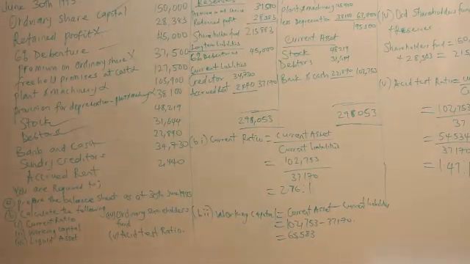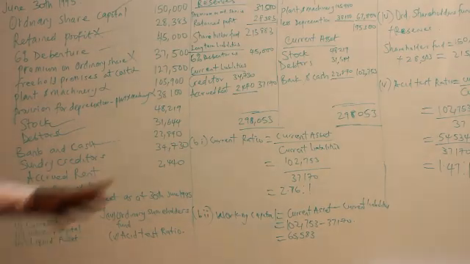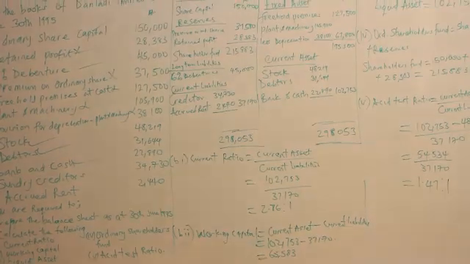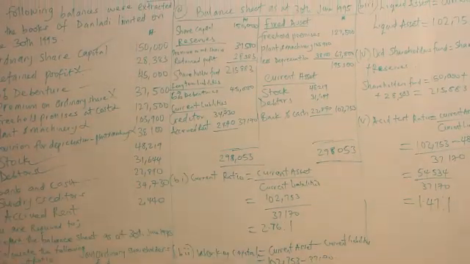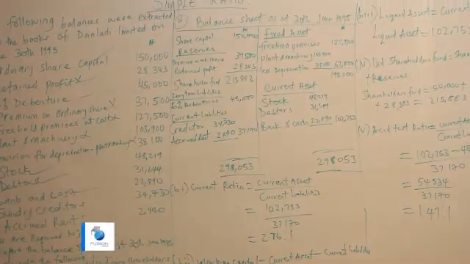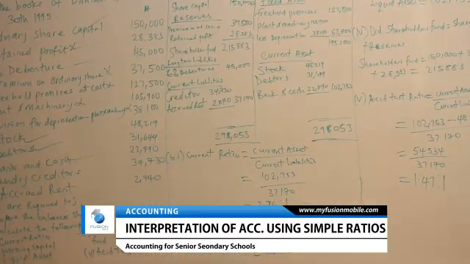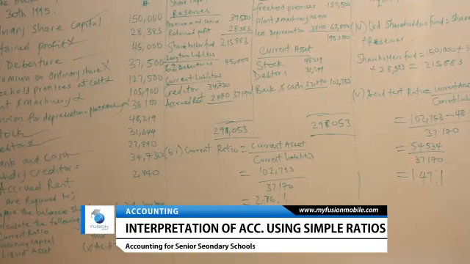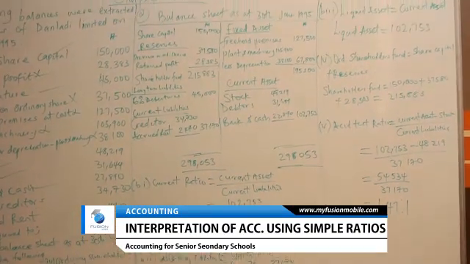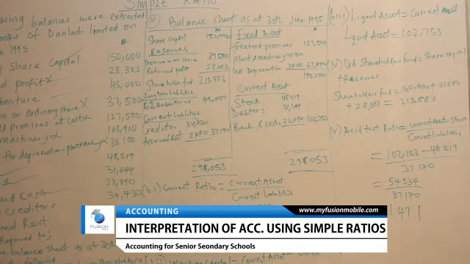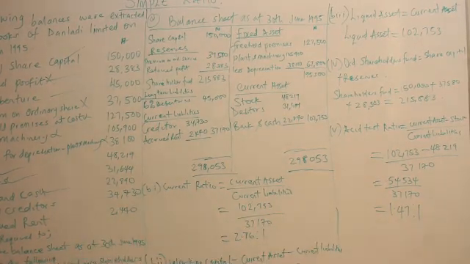Thereafter we have to calculate the current ratio, which is the current assets over current liabilities. We've done that. Working capital, which is the current assets minus current liabilities. And also the liquid assets, which is equal to the current assets. Next, the shareholders fund, which is the share capital plus reserves. And also the acid test ratio, which is the current assets minus stock over current liabilities, which we've done.